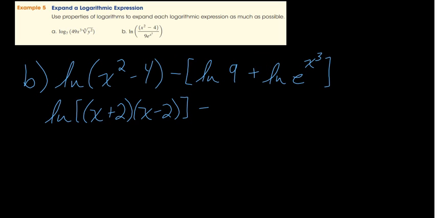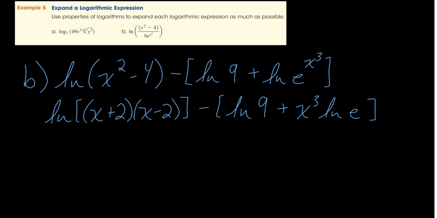So it's going to be minus, and let's go ahead and keep this bracket here for now. It's going to be natural log of 9, and let's put this exponent out front, so it's going to be plus x cubed natural log of e. Ready? Now I can expand.